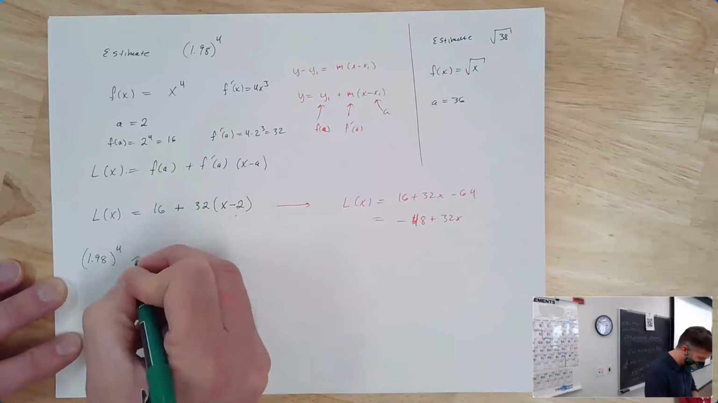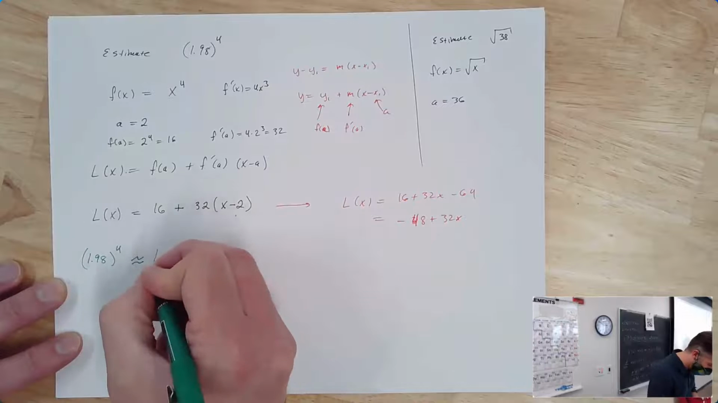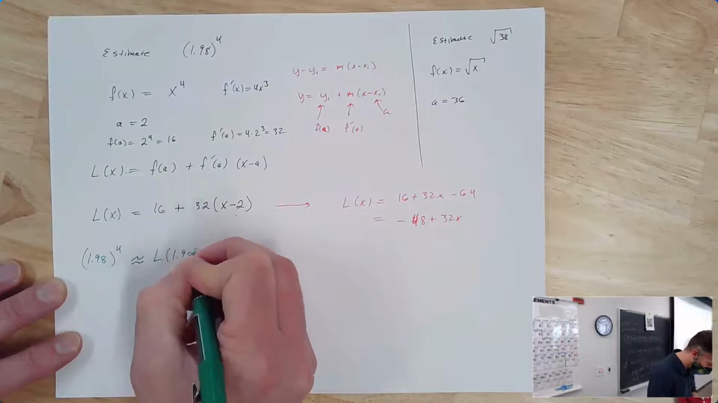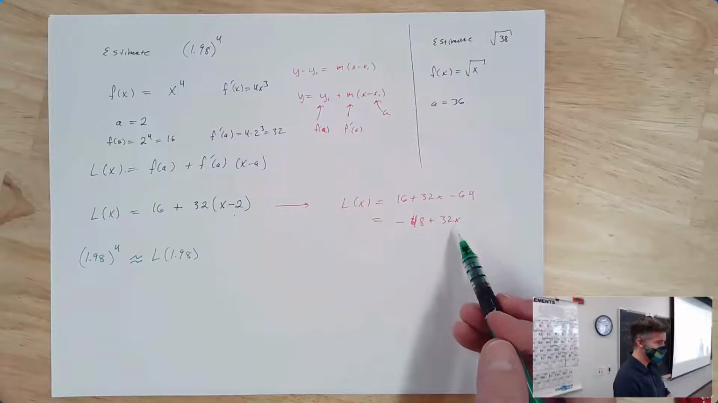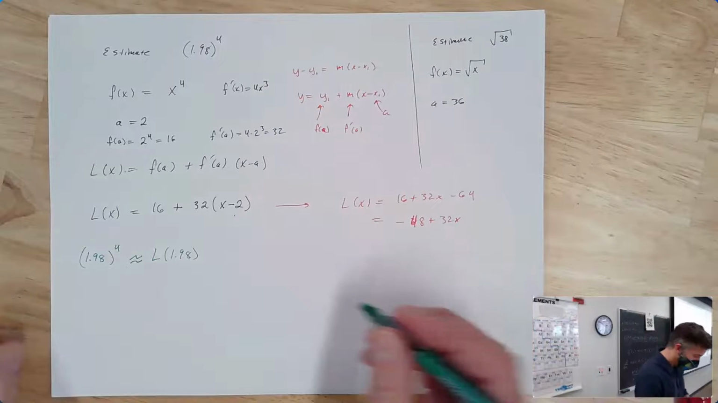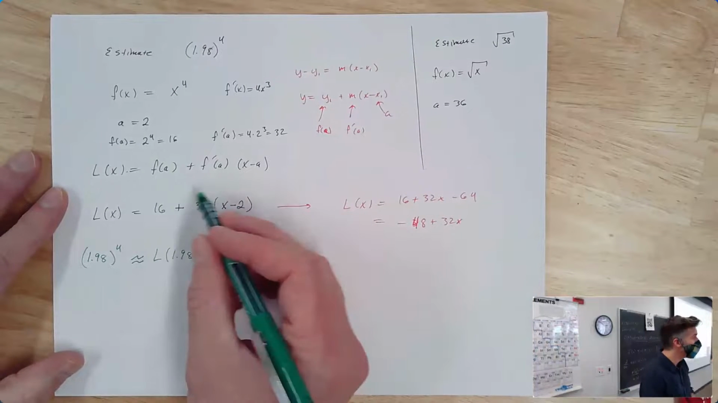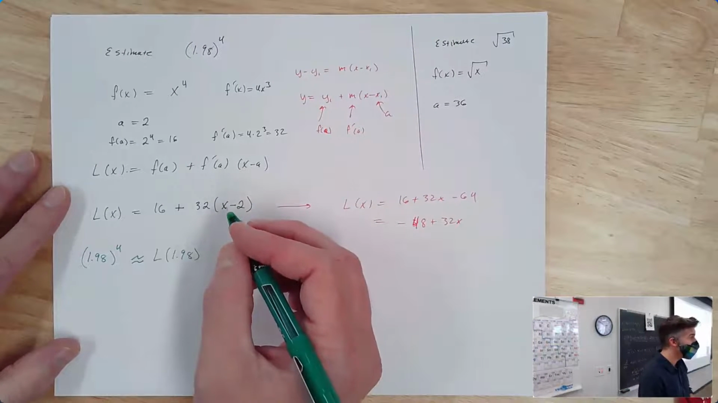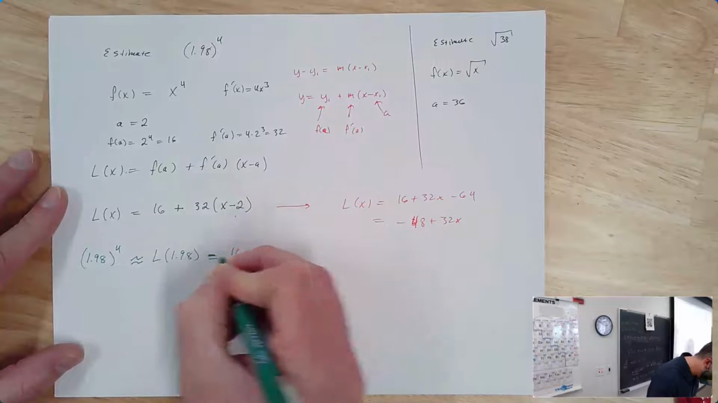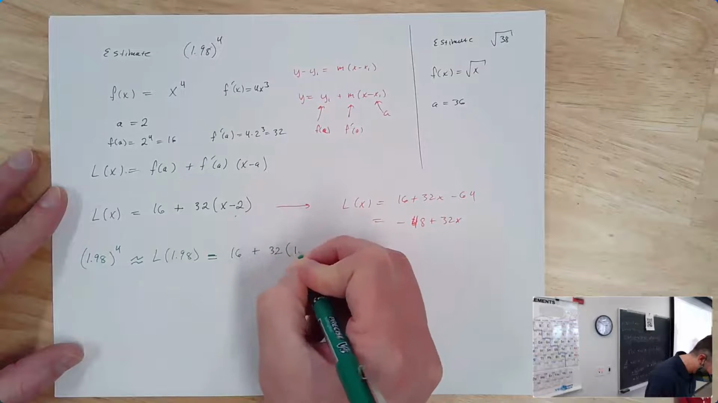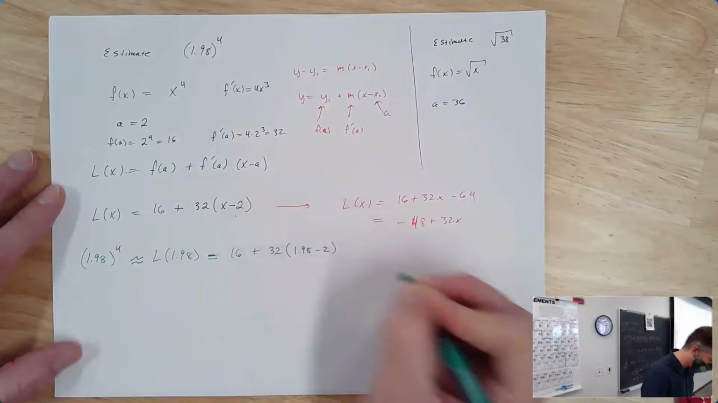Well, it's approximately my linearization evaluated at 1.98. I don't know what 32 times 1.98 is. That's going to be a lot of work. I'm trying to do less work, not more. If I plug it into this unsimplified version, it's way better. That's going to be 16 plus 32 times 1.98 minus 2.